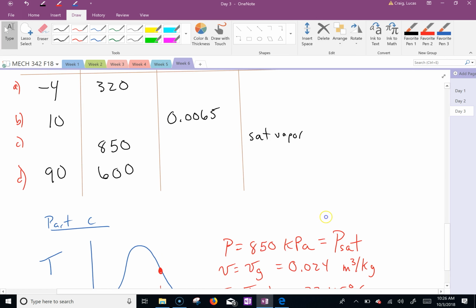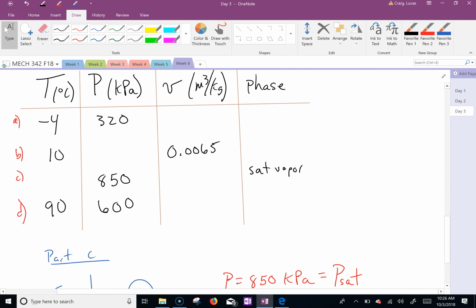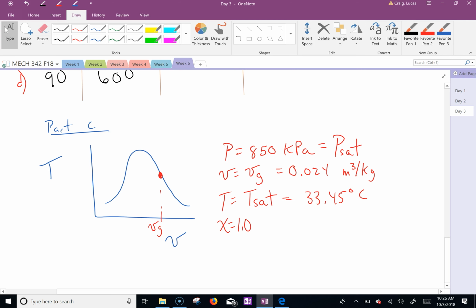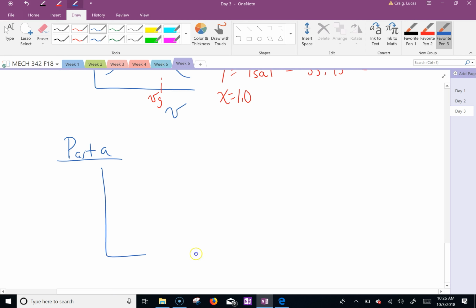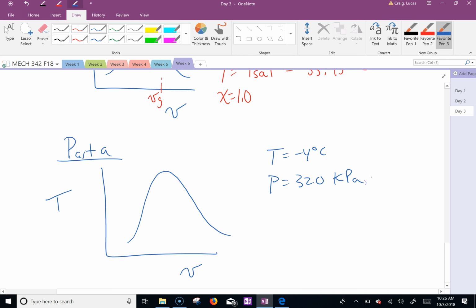All right, which one do you want to do next? No matter? Want to start with A then? Yeah, sure. All right, so A, temperature is minus 4 degrees C. P is 320 kilopascals. Tell me one method of what we need to do. You can just use the pressure chart. Yep, to find what?